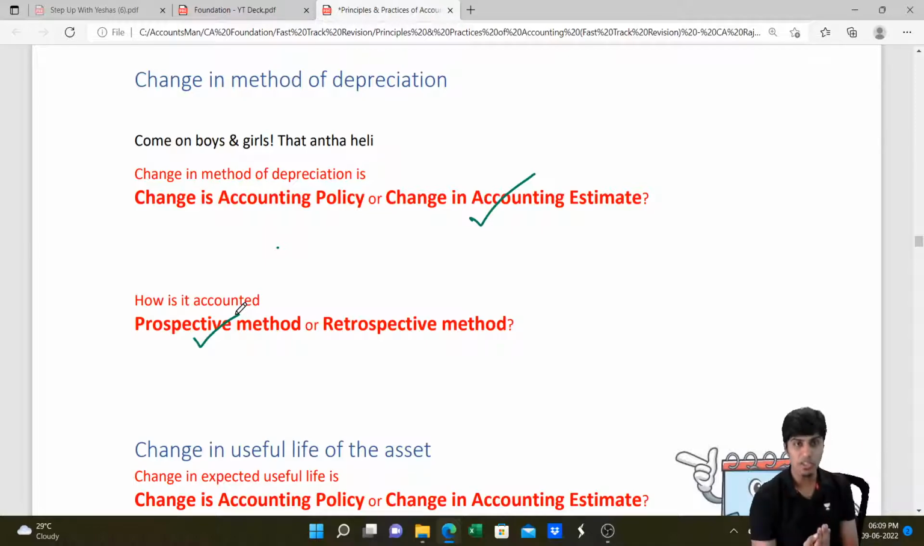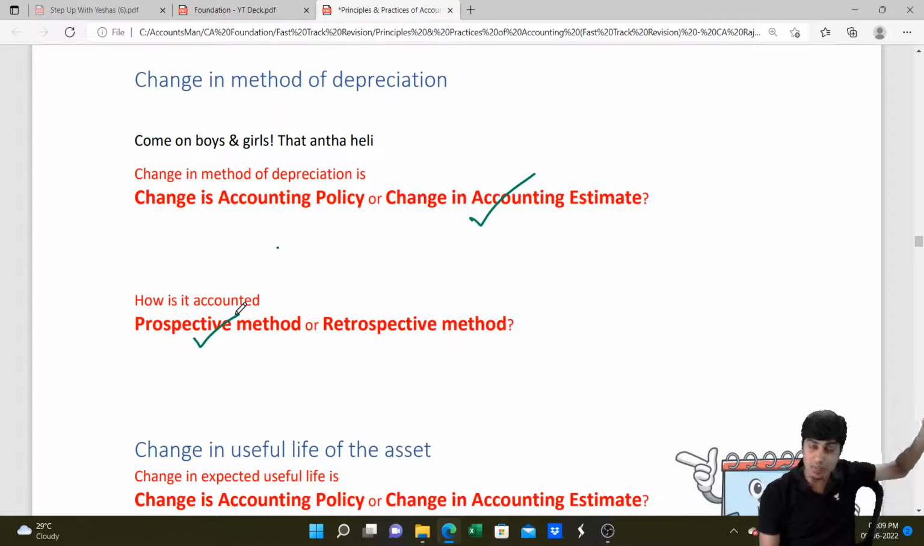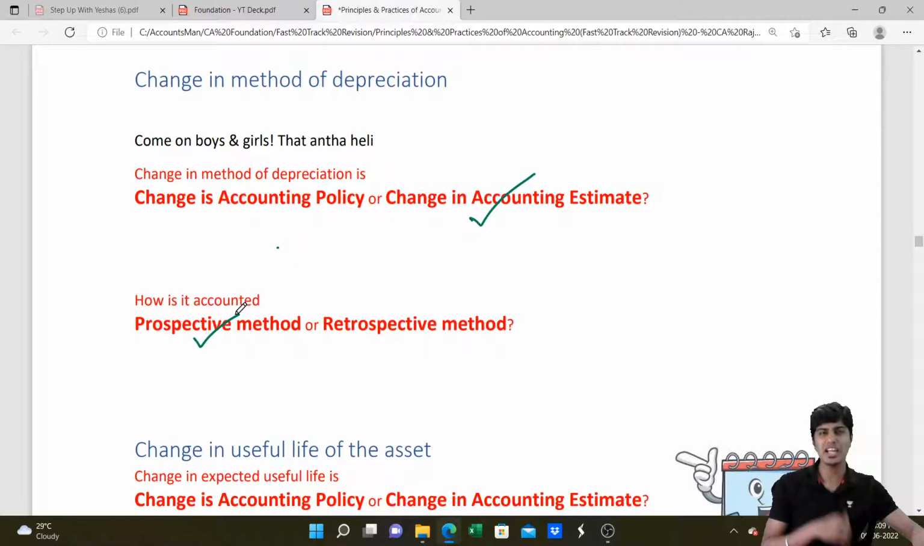Under the retrospective method, what we do is go back to year one of the asset and recompute the depreciation already charged under the older method for the previous years. That's not what we're going to do. We're only going to correct the method of depreciation and then follow the new method from the current year without making any changes to the previous years' figures. The previous year's closing book value will be accepted as the opening book value for the current year. Got it? That, my friends, is prospective application. Whenever there is a change in accounting estimate, we always give prospective effect, not retrospective.